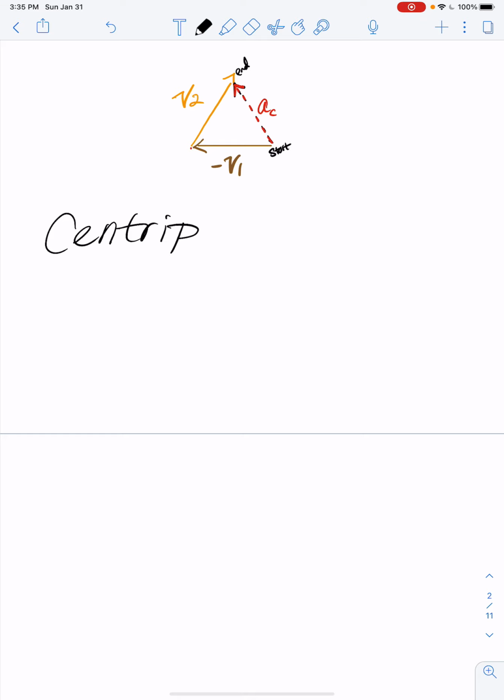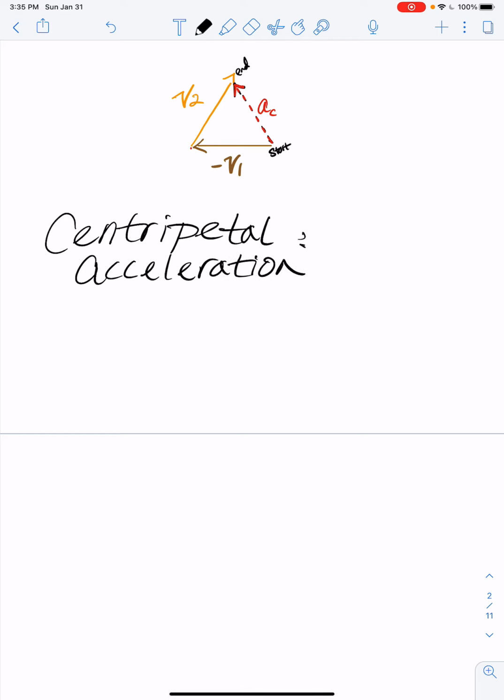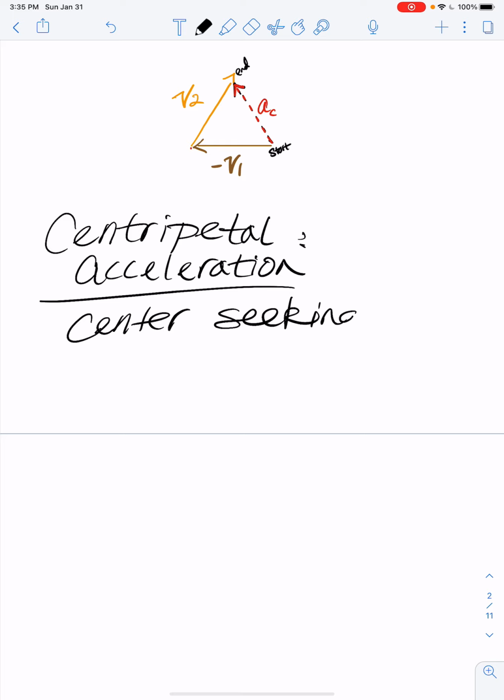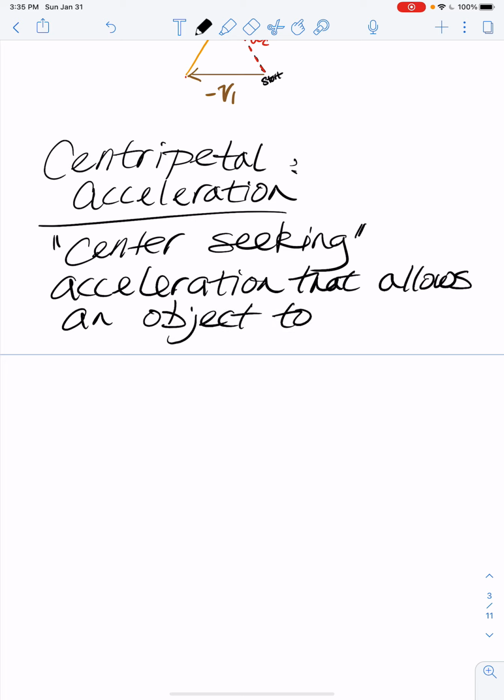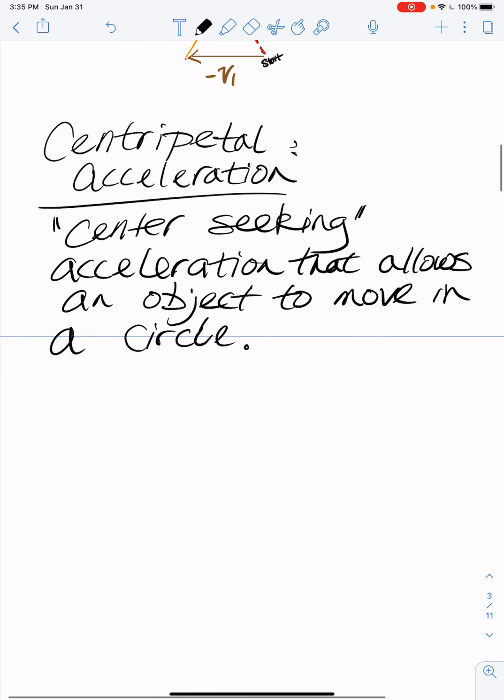Centripetal acceleration. Center seeking acceleration that allows an object to move in a circle. All right, go ahead and jot that down.